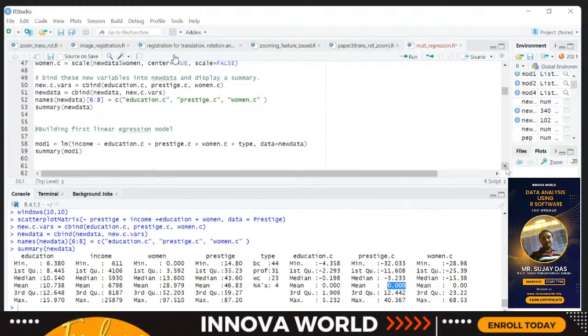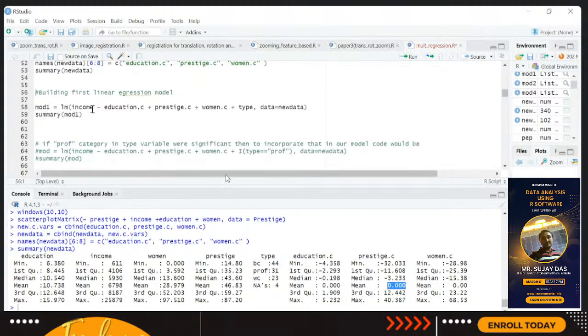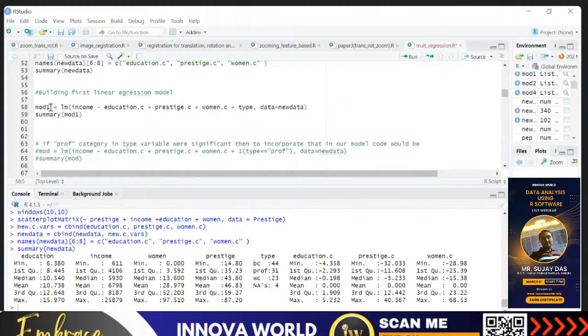So how do we create a linear regression model? The model looks like this. This is our model name; you could have given any name. As it is the first linear regression model for this session, I have written mod1, that means model 1. And the code is lm. L means linear model.